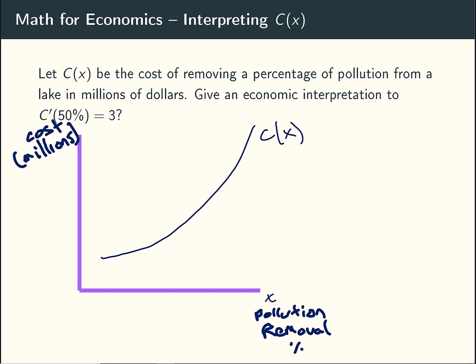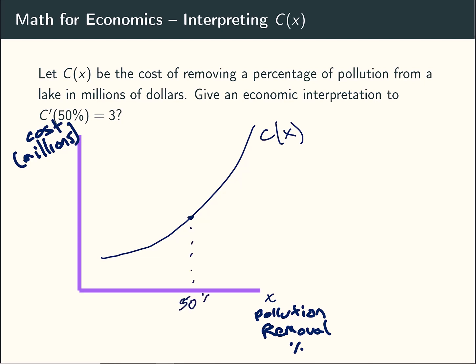I paused the video for a second to draw this diagram. On the x-axis, we have pollution removal percentage. As we move from left to right, a higher percentage of the pollution is removed from the lake. And on the y-axis, we have cost in millions of dollars. C(x) is the cost function, and I've just imagined a function which is increasing at an increasing rate. What can we learn from looking at this graph?